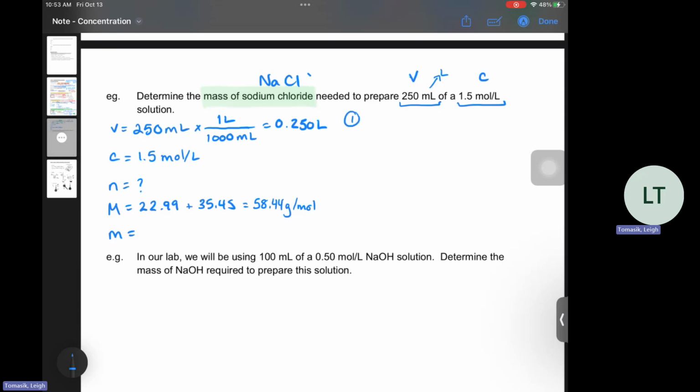Okay, so two steps here. Number 1, we are going to use the C equals N over V formula to find N. That's our moles. We need to do some rearranging though, so we're not finding C. We can arrange this formula to be N equals C times V.